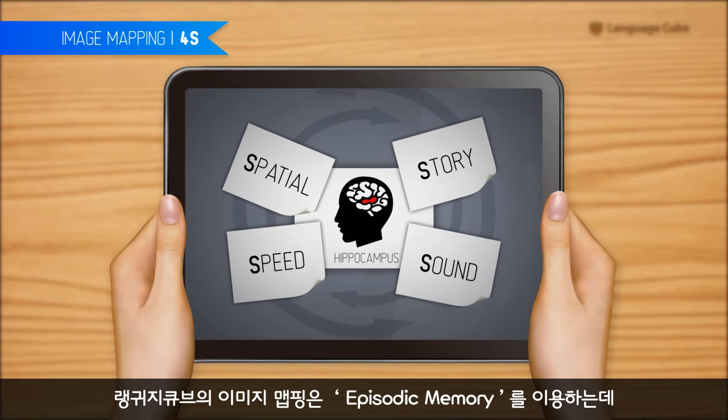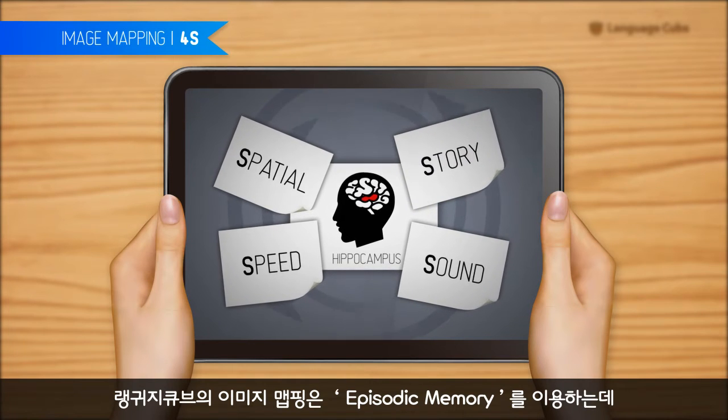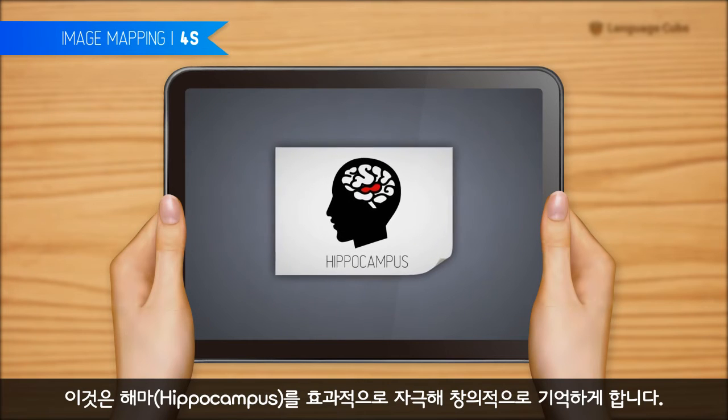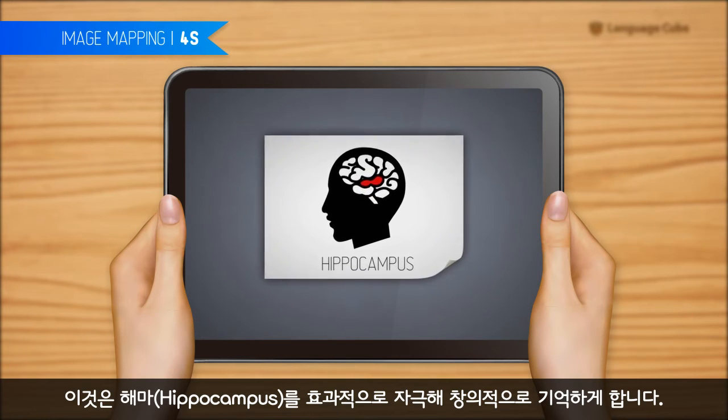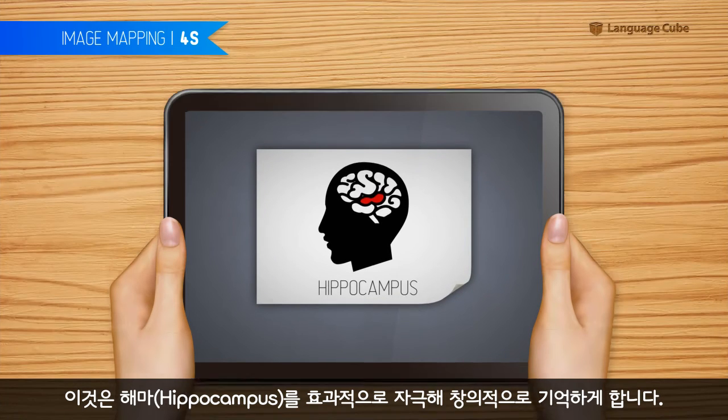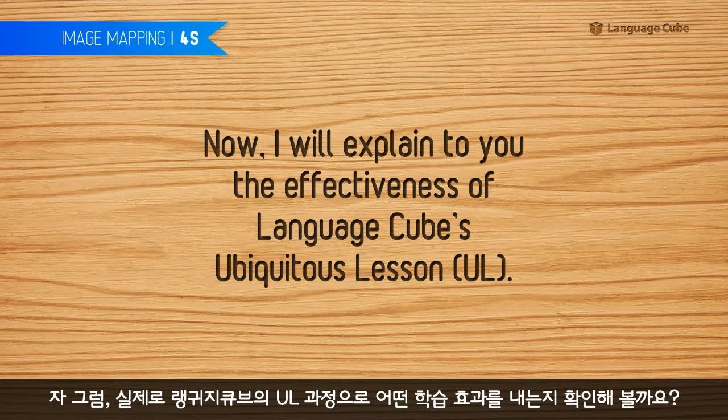Language Cube's image mapping uses the episodic memory methodology, which stimulates the hippocampus effectively and enables learners to memorize the information creatively. Now, I will explain to you the effectiveness of Language Cube's ubiquitous lesson.